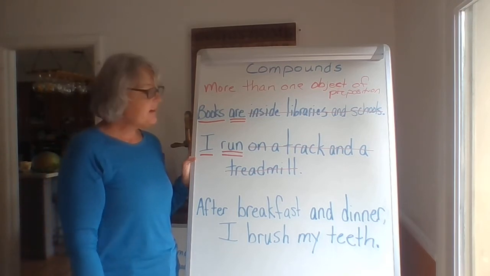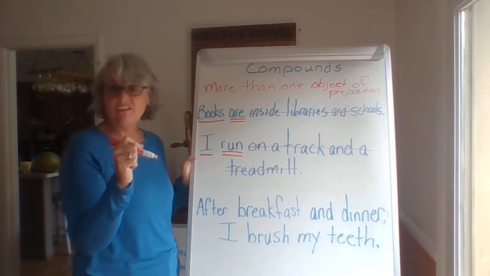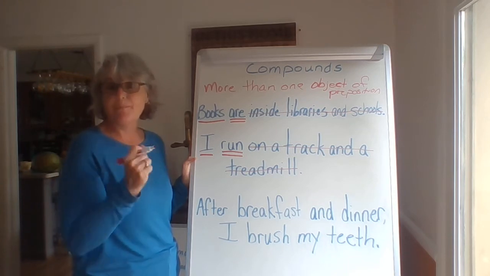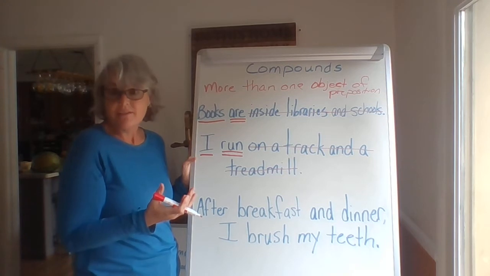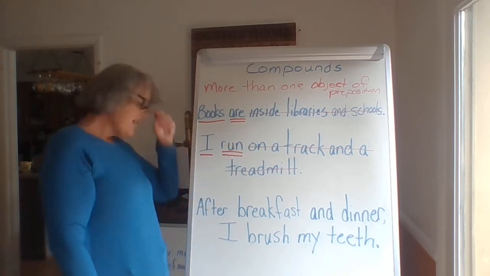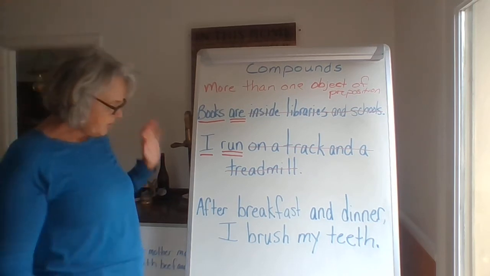But I could have said, I run on a track, comma, the street, comma, and a treadmill. I could have had three things there, right? And they all would have been part of my prepositional phrase. They would have been still compound objects of the preposition on. Yeah. All right, let's take a look at this last one before we head over to the workbook.